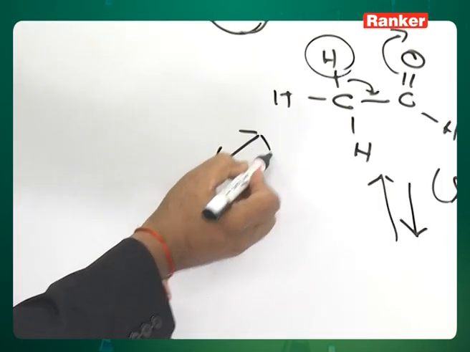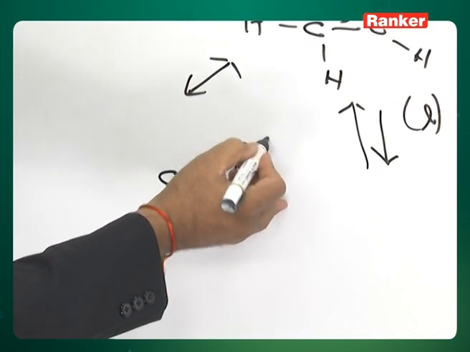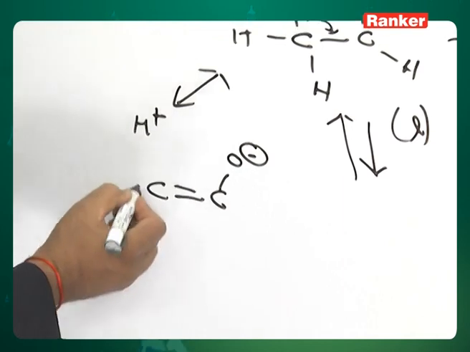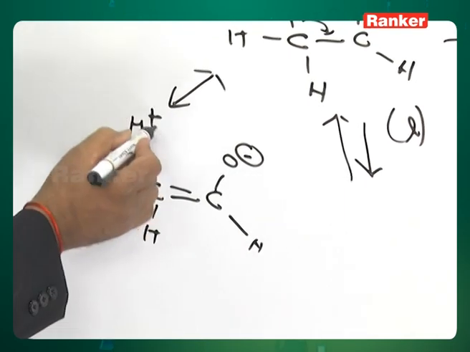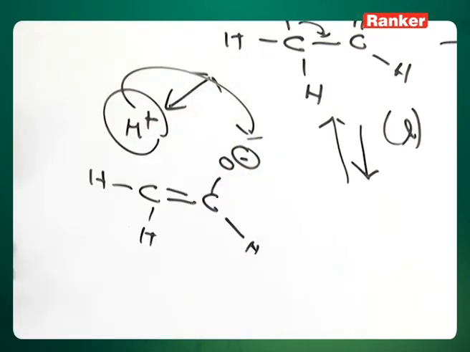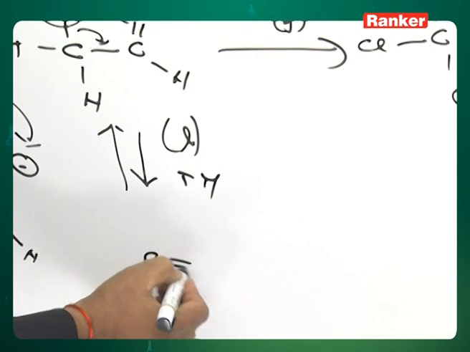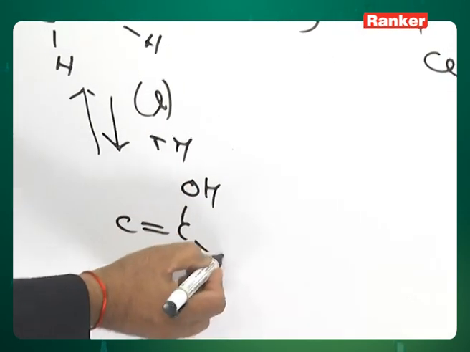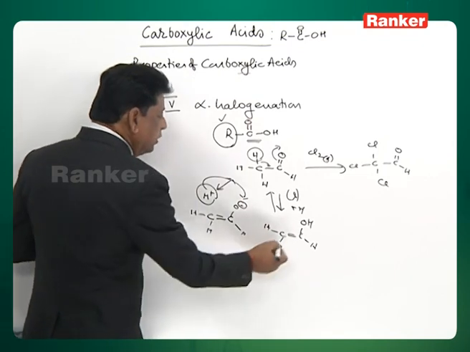To show hyperconjugation, you have to show the resonance symbol: the O will become minus and the hydrogen is cut and shown there only. This is called hyperconjugation, right. If the H plus goes there, then it is called tautomerization. In tautomerization, the double bond O will become OH. So this type of tautomerization is possible through hyperconjugation.